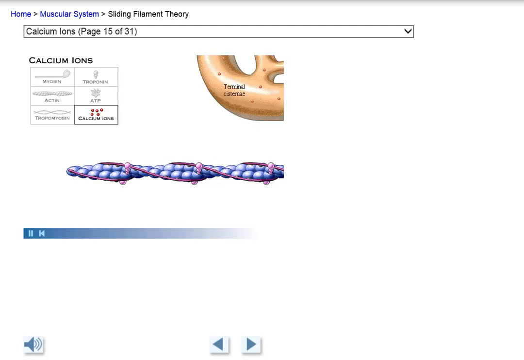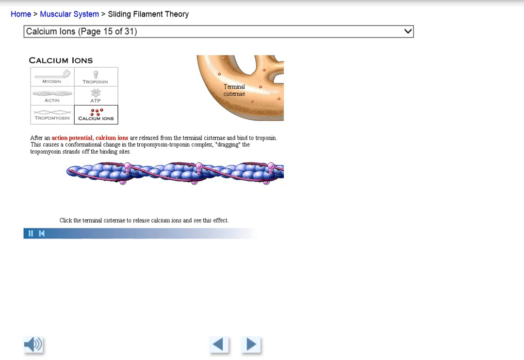Troponin by itself is not able to move the tropomyosin away from the binding sites. This process requires calcium ions. After an action potential, calcium ions are released from the terminal cisternae and bind to troponin. This causes a conformational change in the tropomyosin-troponin complex, dragging the tropomyosin strands off the binding sites. Click the terminal cisternae to release calcium ions and see this effect.